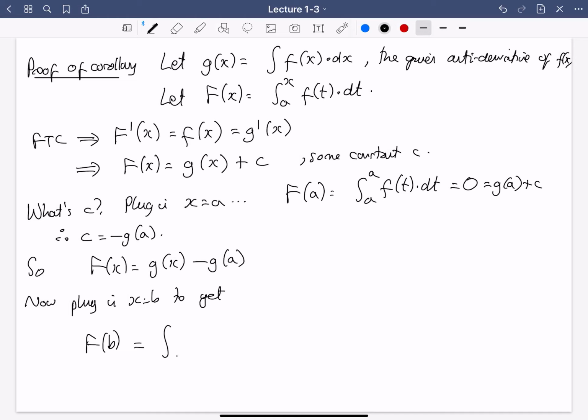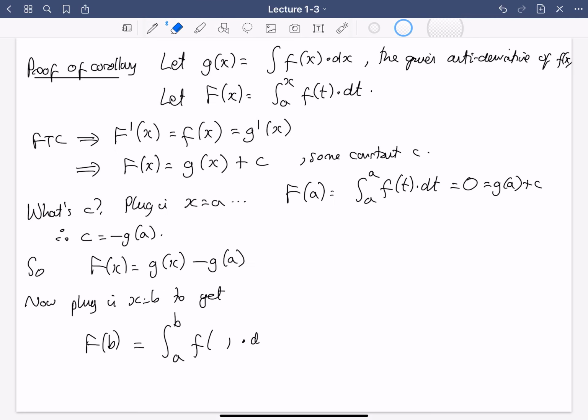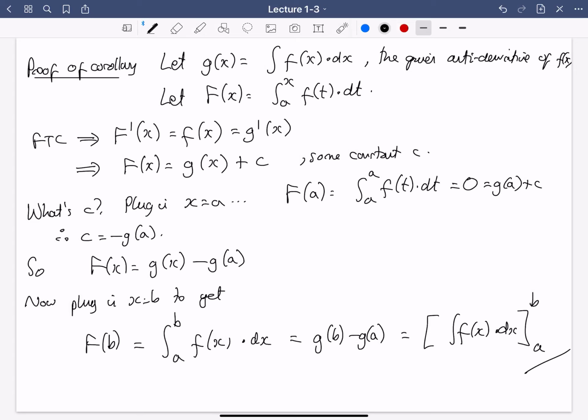What's F of b by definition? It's the integral from a to b of f of t dt. Actually, right now there's no reason to use the dummy variable t. Because x is no longer in use in this formula, I may as well go back to writing x, my preferred choice of letter. F of b, the area under the graph between a and b, plugging in x equals b, is g of b minus g of a, and that was this given antiderivative, our g, evaluated between a and b. That's the corollary.